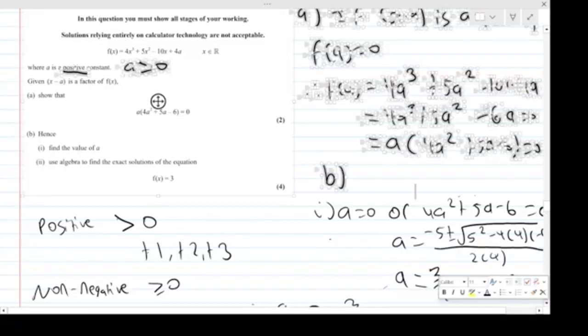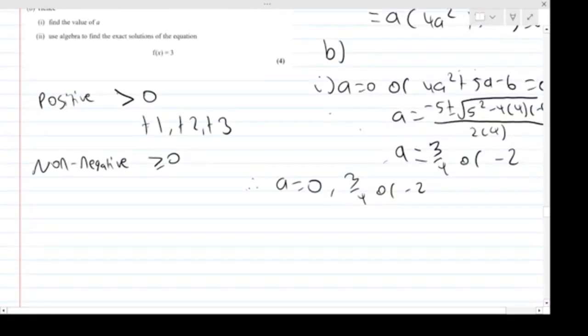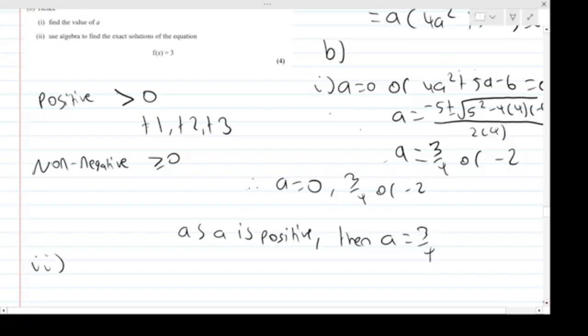even though it seems quite particular, pedantic, but it does matter, even in this instance, because in this case, we have 0, so we need to reject 0 as a solution, because as a is positive, then we can only take 3 over 4, because the other two solutions, 0 and minus 2, are not positive. There we are. Okay, so then for the second part, it says, hence using algebra, find the exact solutions to that equation, f of x is 3.